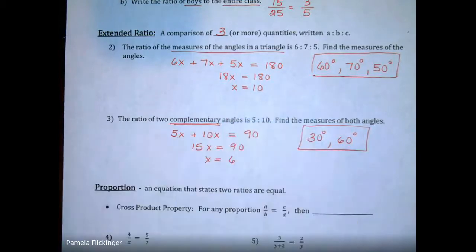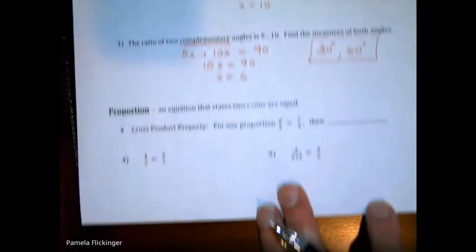There are no names given to these angles, so I can't put the measure of angle A equals in front of anything. All right, those are extended ratios.